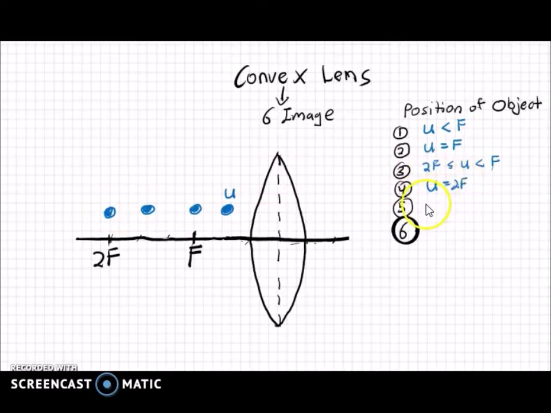And the fifth position of the object falls far beyond 2F. So I just put there, it is more than 2F.